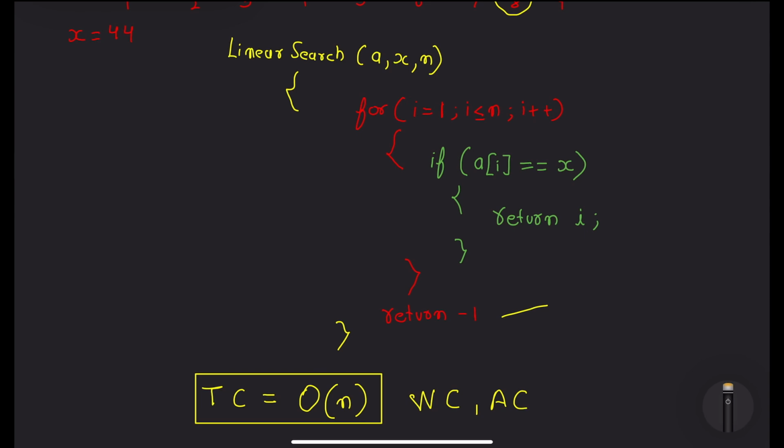Coming to time complexity, you can see this is just a simple for loop which is running from the starting index of the array to the ending index, which is a total of n times. So in the worst case, the loop will run a total of n times when the element is at the last position. So the worst case time complexity will be big O of n, and average case will also be big O of n, which is when the element occurs at different positions. It can be at the start, it can be at the middle, or it can be at the end. So the average case time complexity will also be equal to big O of n.